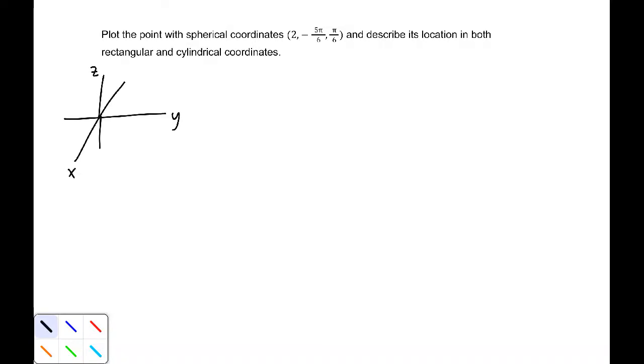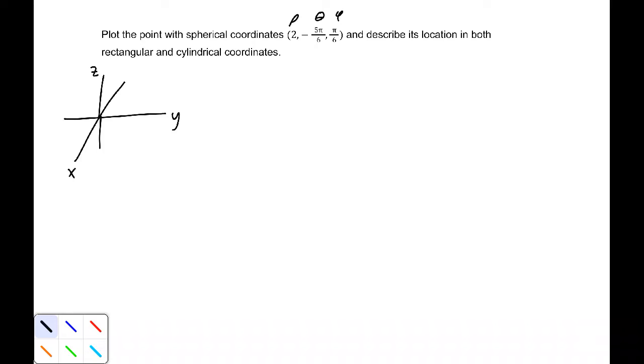and cylindrical coordinates. Spherical coordinates tell us that our radius, or our rho, is equal to 2. Theta is equal to negative 5 pi over 6, which is our angle with the positive x-axis. And then phi is pi over 6, which is the angle with respect to the positive z-axis.